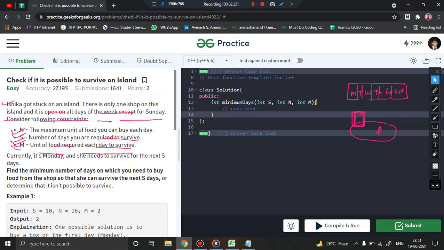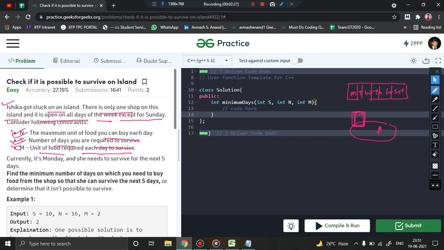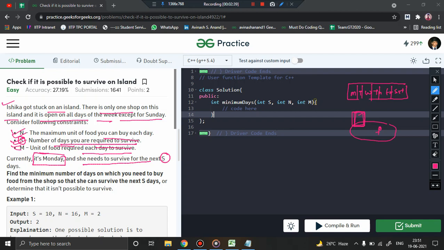And one more important piece of information: they have just said to assume that it's Monday. So assume that currently it's Monday and she needs to survive for the next s days. As you said, s is the number of days you are required to survive. So suppose it is Monday today and she has to survive for the next s days. This is s, not 5. Okay, this is s. So given today is Monday, can she survive the next s days given the constraints? We have to decide it.